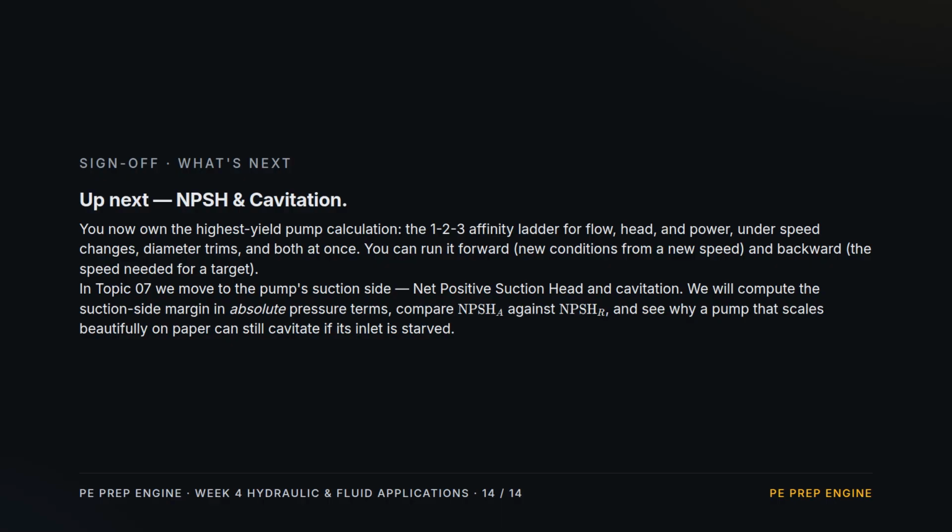In Topic 7, we move to the pump's suction side, net positive suction head, and cavitation. We'll build the suction margin in absolute pressure terms, compare available against required, and see why a pump that scales beautifully on paper can still cavitate if its inlet is starved. See you in Topic 7.